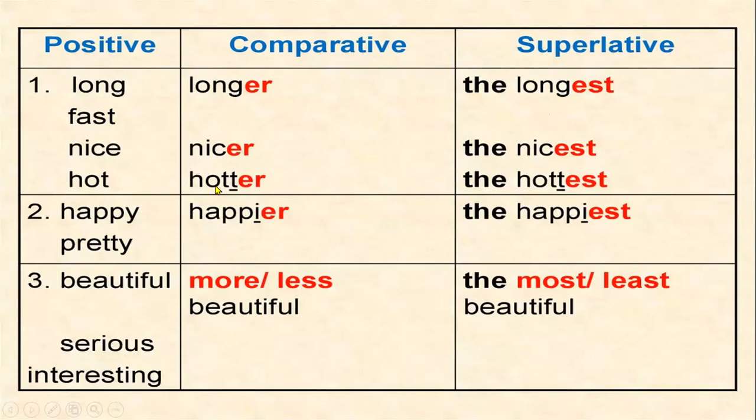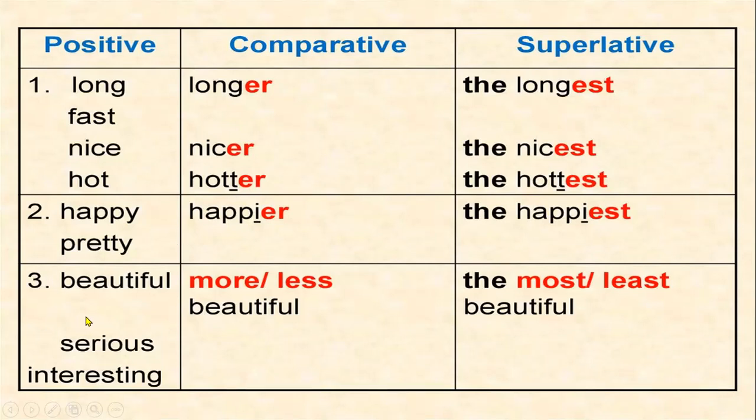Okay, and so on. If you notice here, hot, this T becomes doubled, yeah? Hot, hotter, the hottest. And if you see here, Y becomes I, here also, yeah? Happy, happier, the happiest. Pretty, prettier, the prettiest.